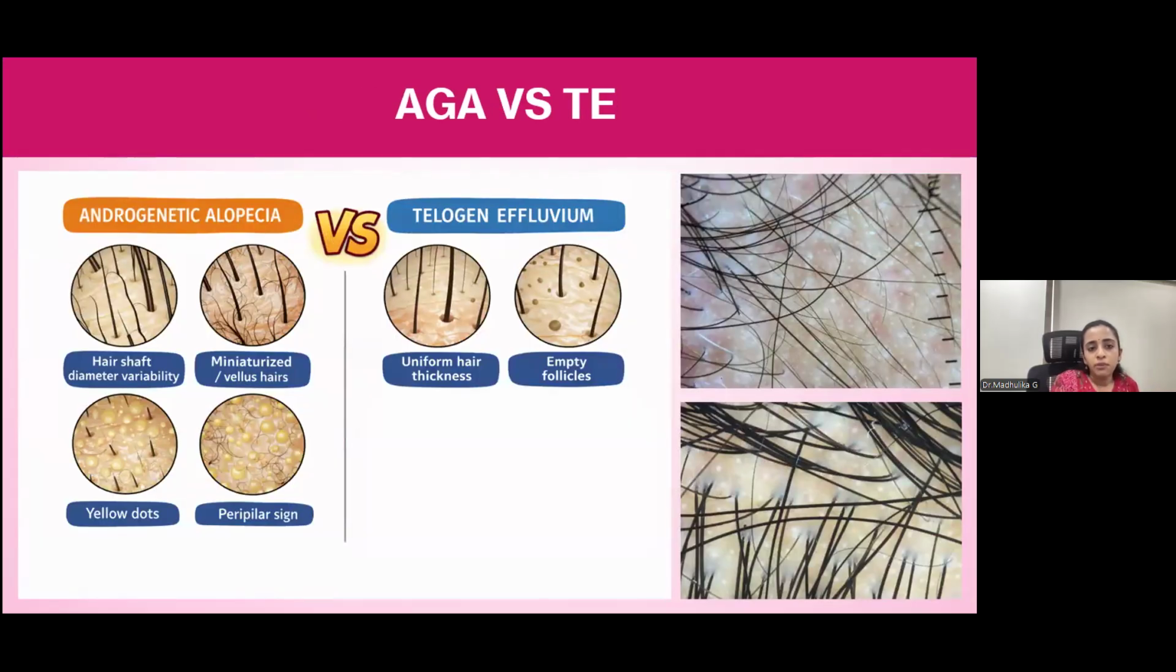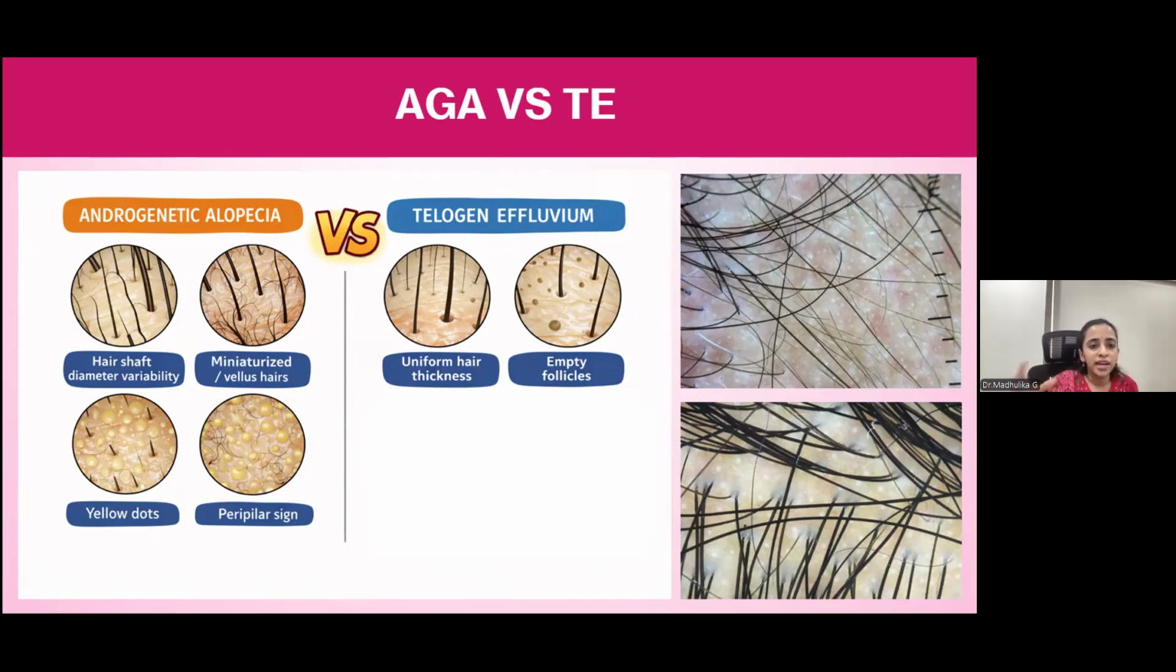So also the commonest thing we confuse is androgenetic alopecia versus telogen effluvium. In androgenetic alopecia, you have to note that there is hair shaft diameter variability. It's not all terminal hair. There are more vellus hairs also coming in, and you also see miniaturized hair. If you see the first image, you can visualize the shaft diameter variability. It's not all the same diameter, and you can also see certain vellus hair and miniaturized hair that are present.